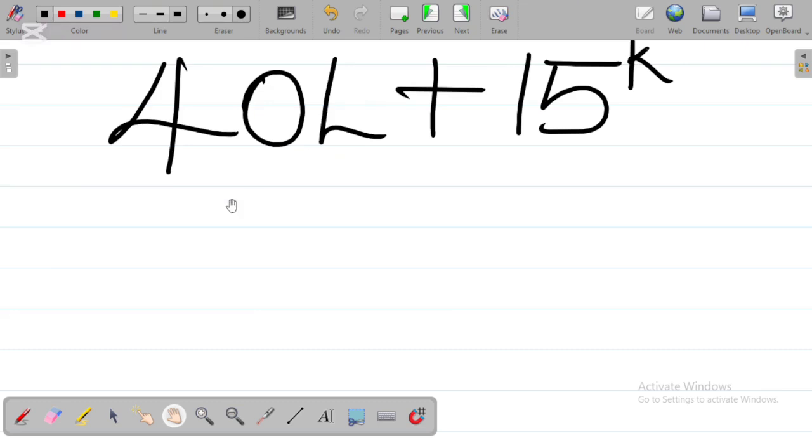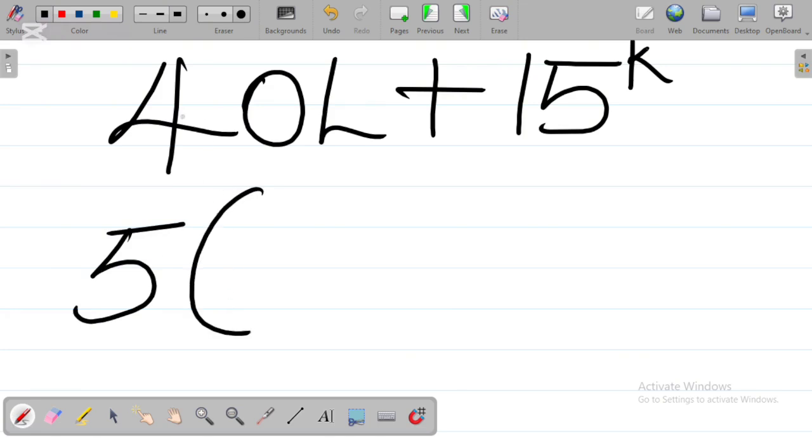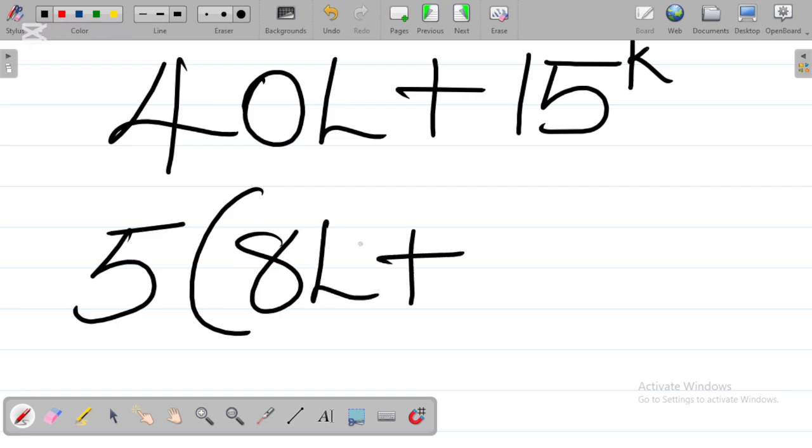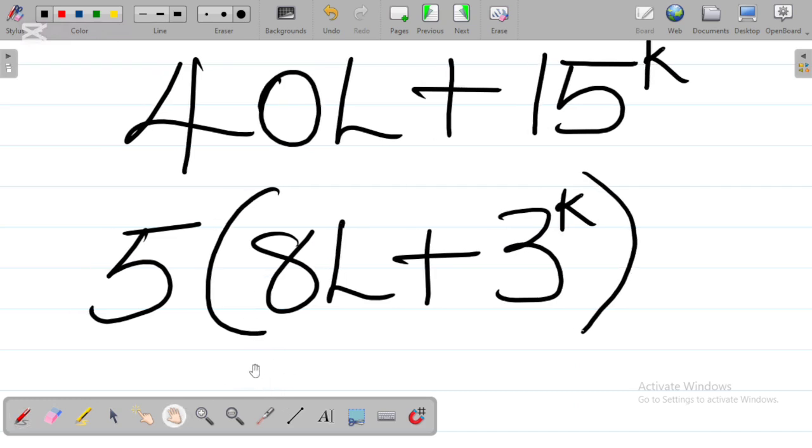So let's just simplify this. So we bring out 5 here. Open bracket, 40 divided by 5 is what? It is 8. So we attach L, plus 15 divided by 5 is what? Is 3. So 3 raised to the power k. So this is our final answer.